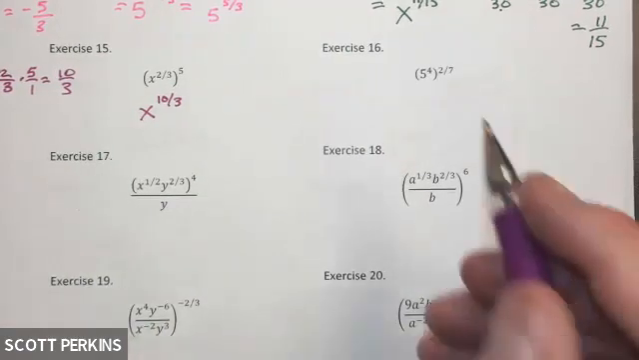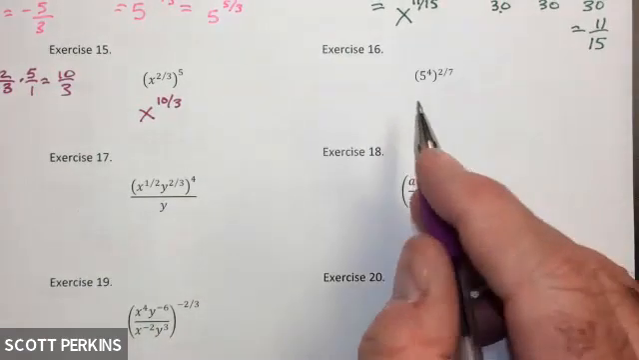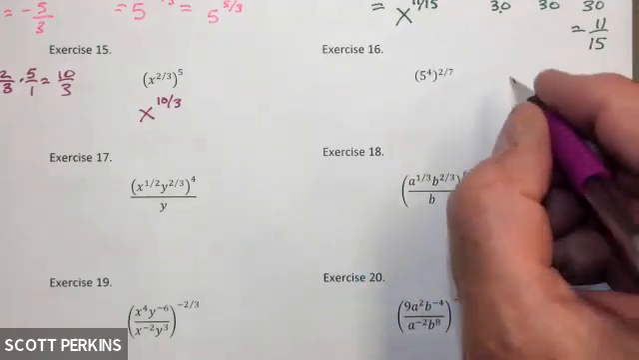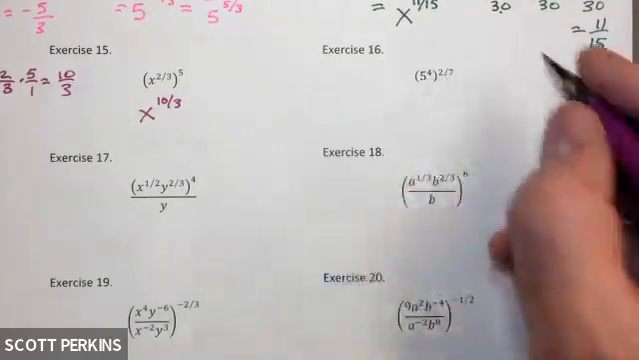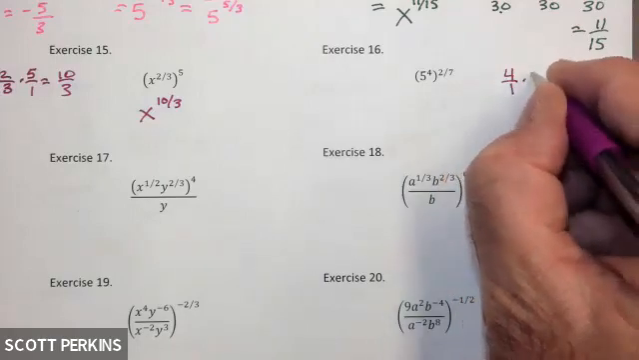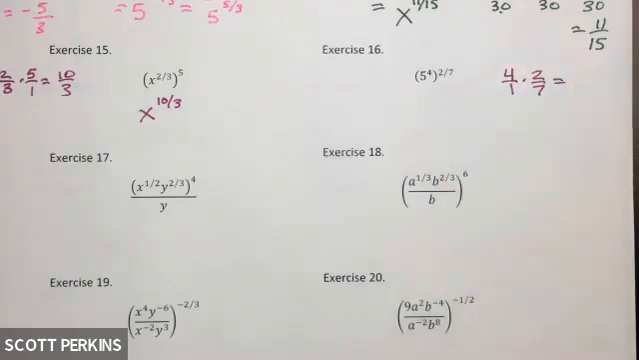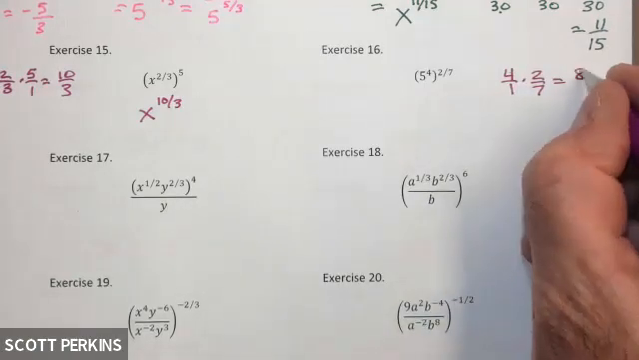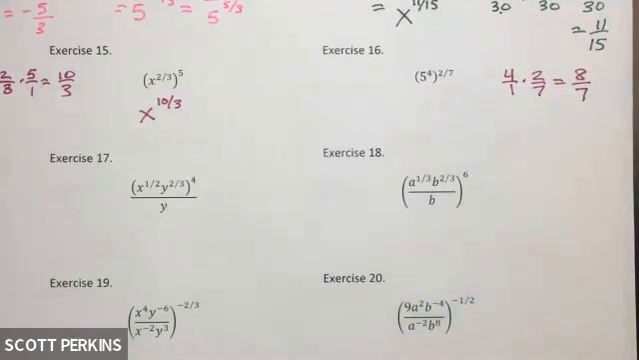The next one's the same thing. I just got a number as the base instead of a letter. So I'm going to come over to my scratch work. I've got 4 to the 2/7, so I've got 4/1 times 2/7. Again, to multiply, you just go straight across, tops and bottoms. So 4 times 2 is 8. 1 times 7 is 7. You get 8/7.